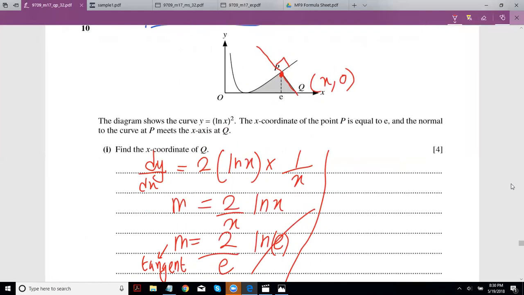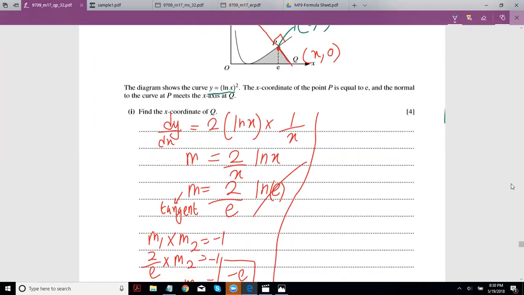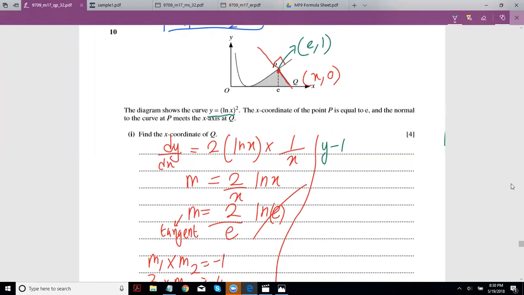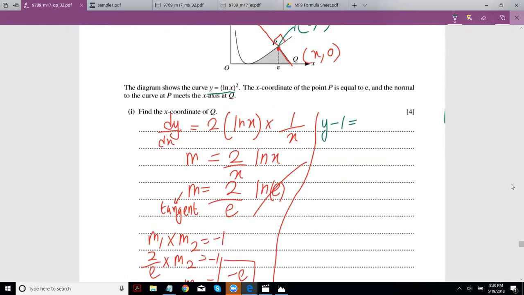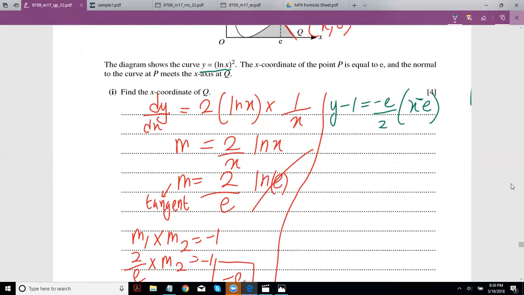Just by the way, it'll be easier if we just figure out the coordinates of P. What are the coordinates of P? We know the x coordinate is e. If you put it inside the equation, ln e is 1, 1 square is 1. You know y is 1 as well. You can use that to find out the equation of the normal. So y minus y1, we'll just take this. m was minus e upon 2. x minus x1, we'll just put e. So there's a minus sign in between. Right, you get 2y minus 2 is equal to minus ex plus e square.